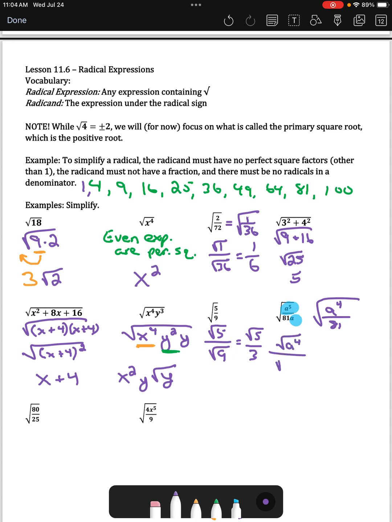So we can break this up as root a to the 4th over root 81. And these are both perfect. We're going to get a squared over 9. Next example, we have root 80 over 25. And while you can simplify this fraction, you shouldn't. Because its denominator, the 25, is perfect.